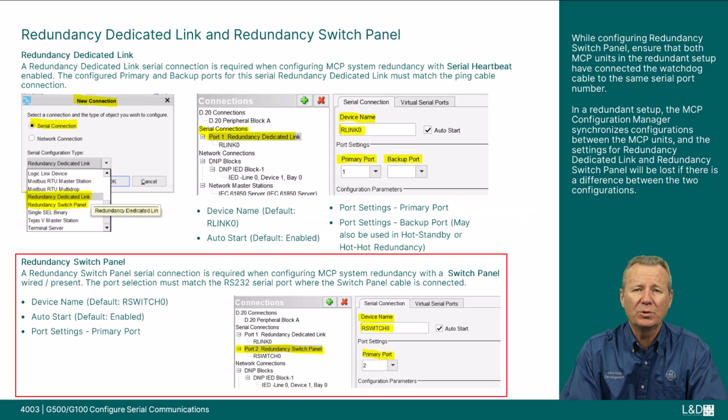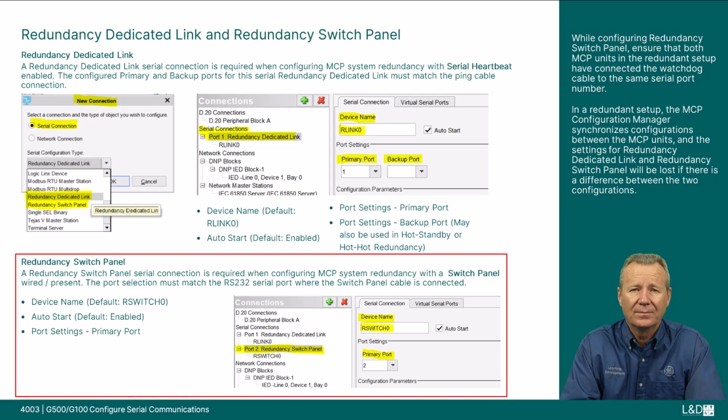A redundancy switch panel serial connection is required when configuring MCP system redundancy with a switch panel wired and present. Do not configure this if a switch panel is not wired or not present. Device name, text description to identify the redundancy connection, with the default value RSWITCH0. Auto start indicates if this connection automatically starts when the configuration is changed and reloaded or when the MCP reboots. The default is enabled.